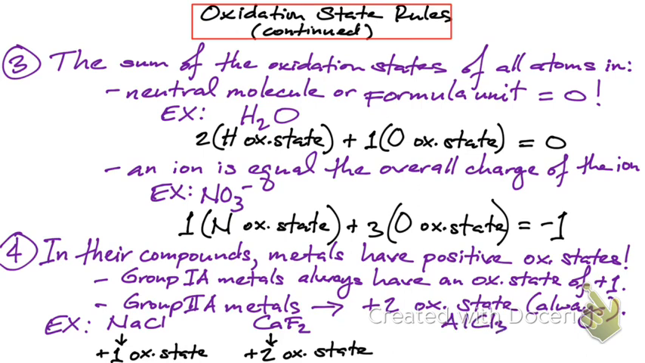What about aluminum chloride? So aluminum chloride contains aluminum, which is in group 3, right? And group 3 tend to have a +3 ionic charge. And so aluminum then would have an oxidation number of +3.